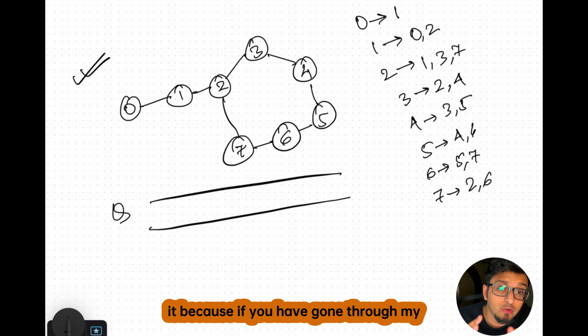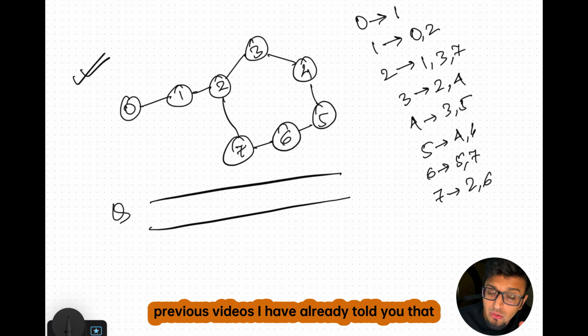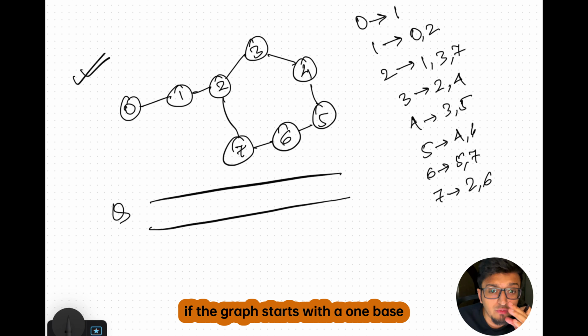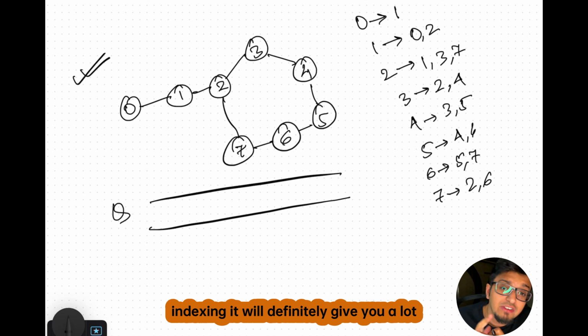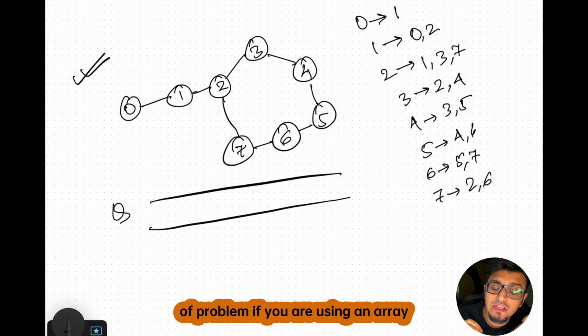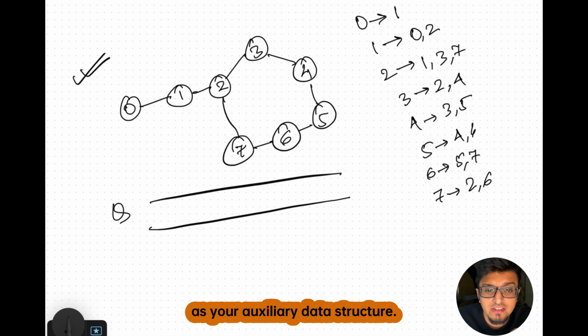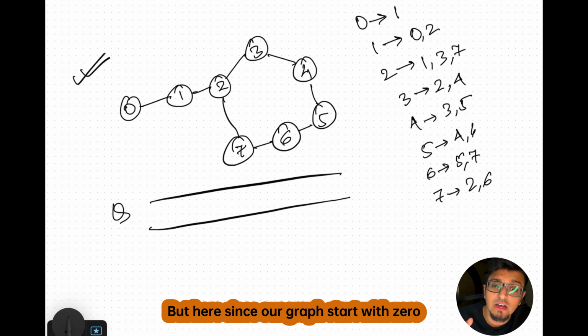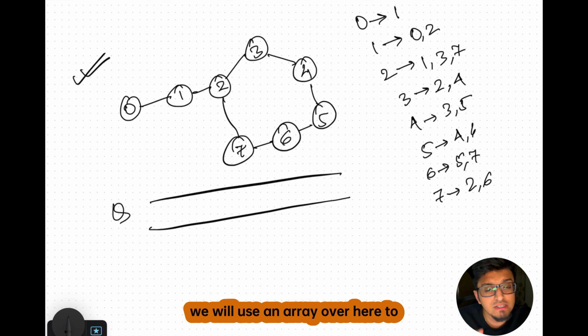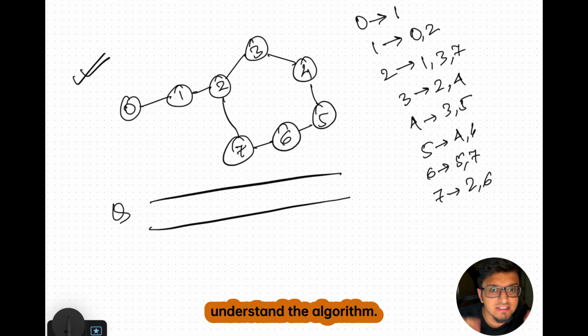Because if you have gone through my previous video, I have already told you that if the graph starts with one-based indexing, it will definitely give you a lot of problems if you are using an array as your auxiliary data structure. But here, since our graph starts with 0, we will use an array to understand the algorithm.